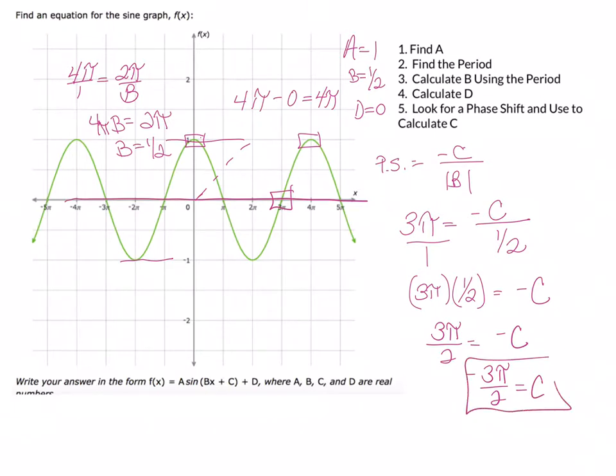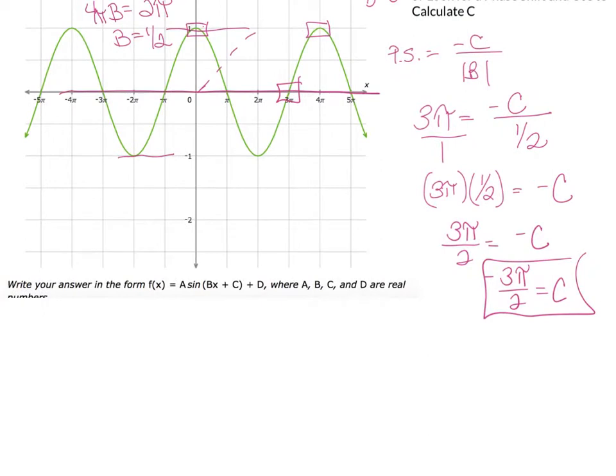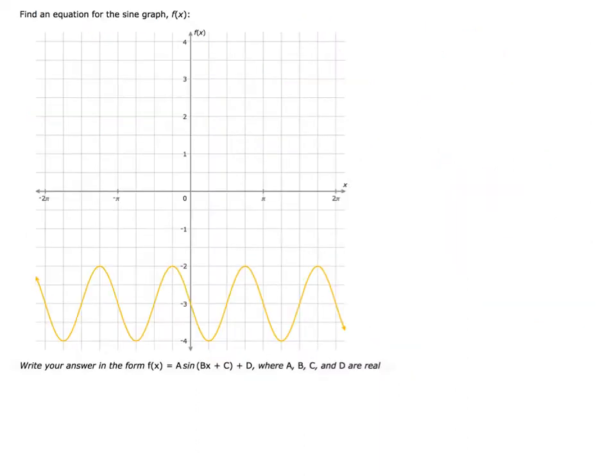So now we've got every component that we need. So let's go ahead and write our equation. We're going to have f of x equals sine, a is 1, 1/2 x minus 3 pi over 2 plus 0. And that's the equation for that particular sine function. So let's try another.